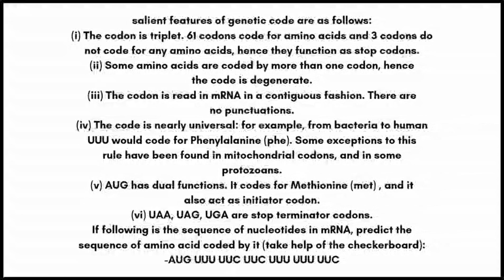The code is nearly universal. For example, from bacteria to human, UUU would code for phenylalanine. Some exceptions to this rule have been found in mitochondrial codons and in some protozoans. AUG has a dual function: it codes for methionine and also acts as an initiation codon. UAA, UAG, UGA are stop or terminator codons. Follow the sequence of nucleotides in mRNA and predict the sequence of amino acids by taking the help of a checkerboard.